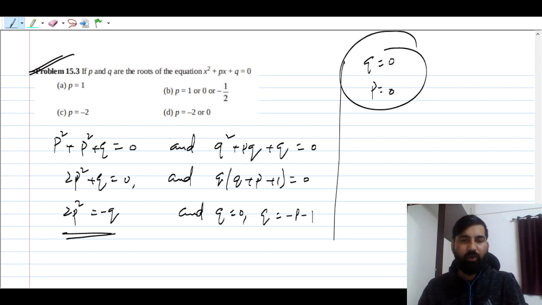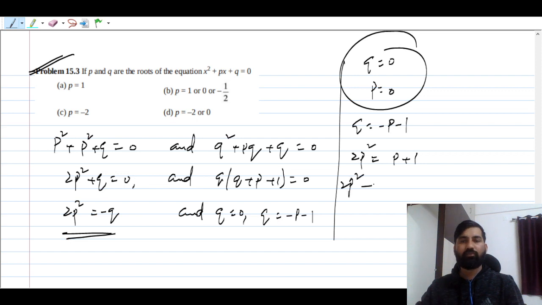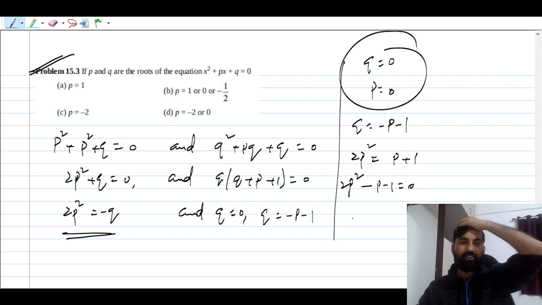That is very important to remember. And if you take q equal to minus p minus 1 and plug it here, it becomes 2p square and p plus 1. So 2p square minus p minus 1 equal to 0. You can solve this and you will get the value of p. The value of p you are going to get after solving this will be 1 and minus 1 by 2.